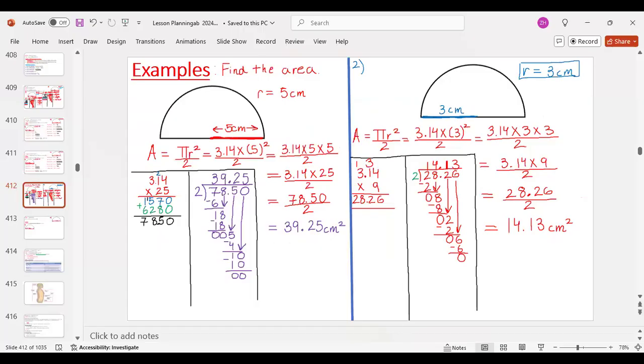So let's go ahead and do this quiz. I'm going to put the quiz inside the chat. This is quiz 2.